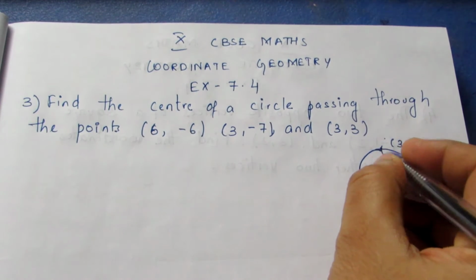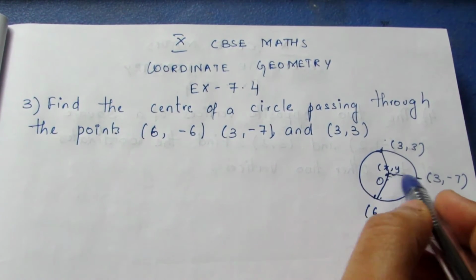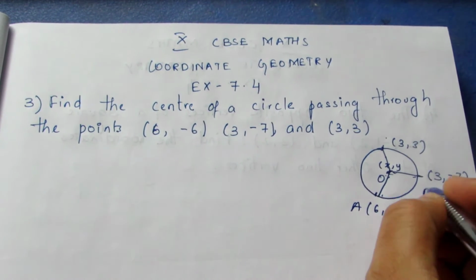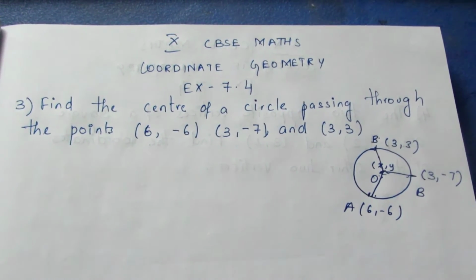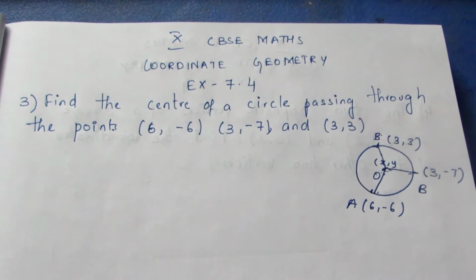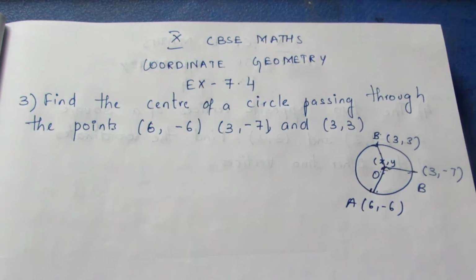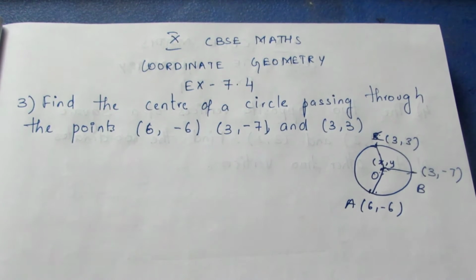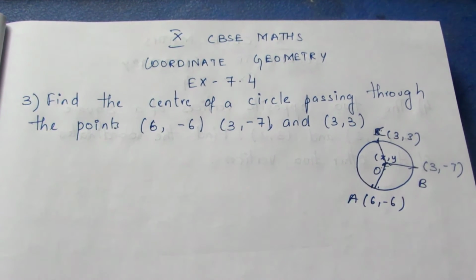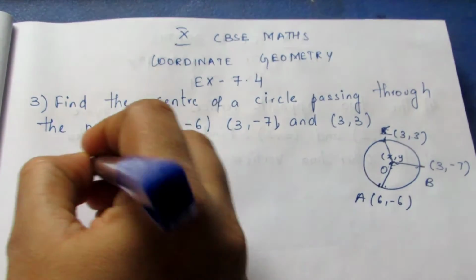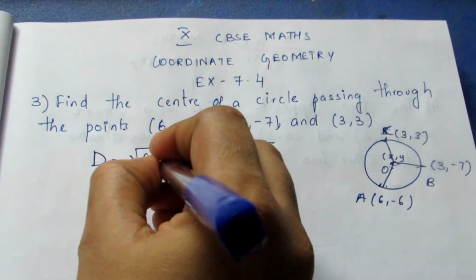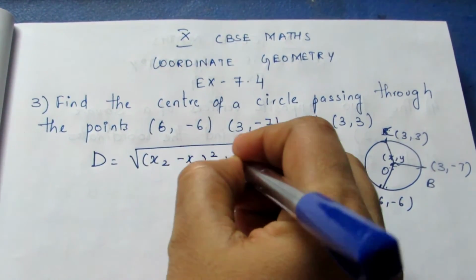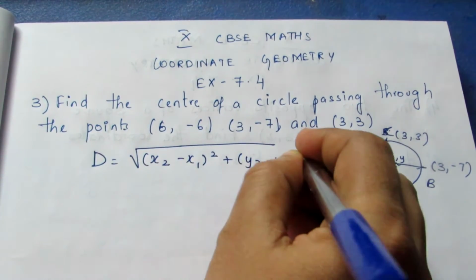If I join these points to the center, we know that these are the radii and they are all equal, because from the center to the circumference is the radius, and in a circle all the radii are equal. So OA equals OB equals OC. We are going to find the distances because we know the radii are equal, so we need to use the distance formula: root of (x2 minus x1) the whole square plus (y2 minus y1) the whole square.